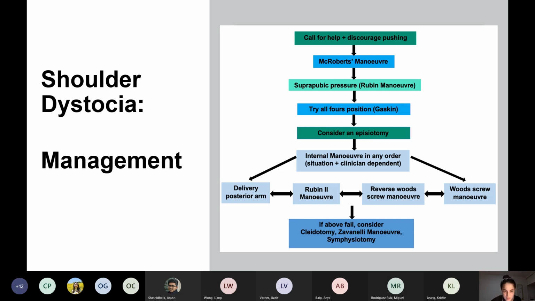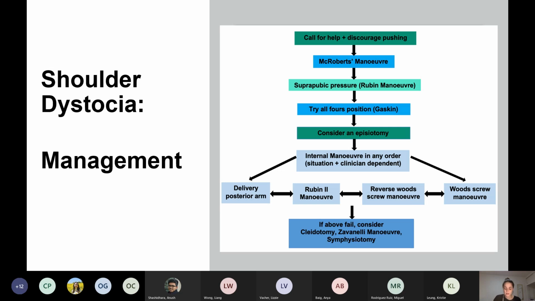So the first thing that is advised is something called McRoberts manoeuvre, which is when the woman hyperflexes her hips, so she moves her knees up to her shoulders, and this widens the pelvic rim. In like 90% of cases, the baby can be delivered this way, so it's non-invasive and it's helpful to do. So most of the time that works.